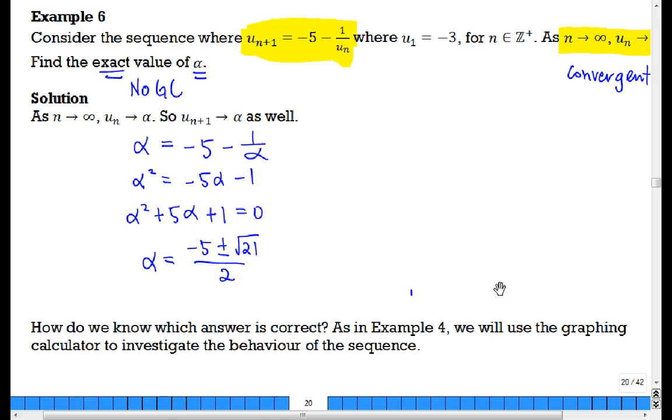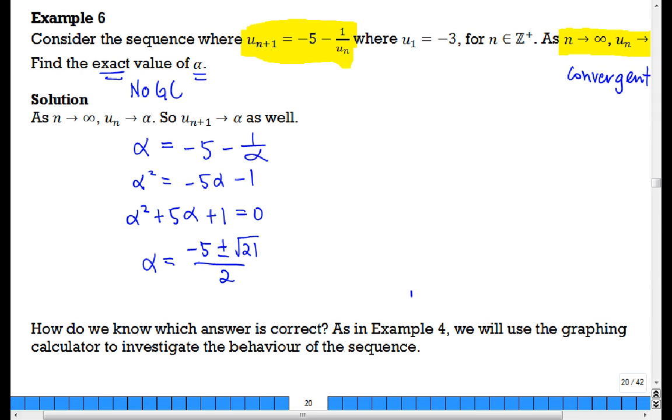Okay, not difficult to solve this quadratic. Alright, -5 plus minus root 21 over 2. How do we know which answer is correct? Just now I mentioned, right? Yes. In example 5, it was very obvious because all the terms should be positive, because in the recurrence relation, there were no negative signs. But this is not so obvious because the first term is negative and then there's a negative, you don't know whether the next terms are positive or negative.